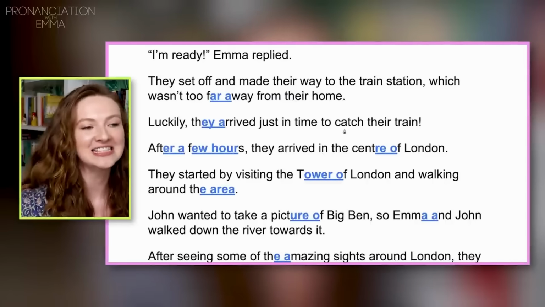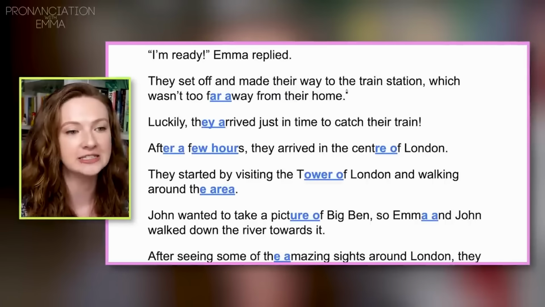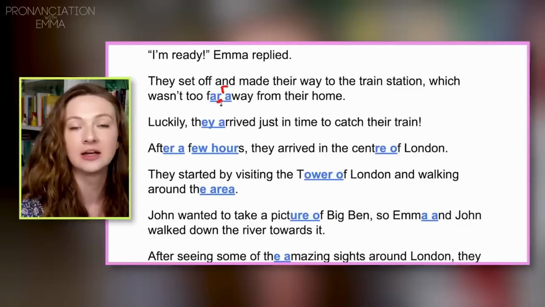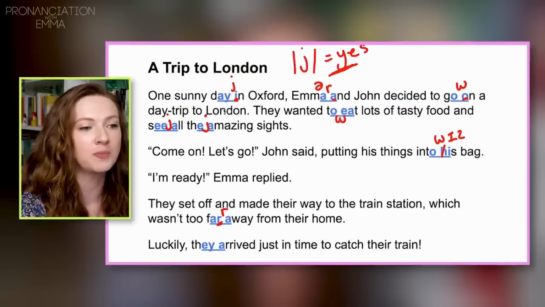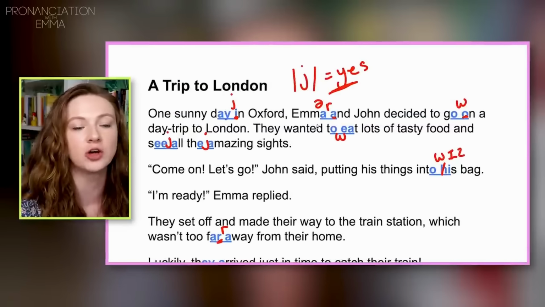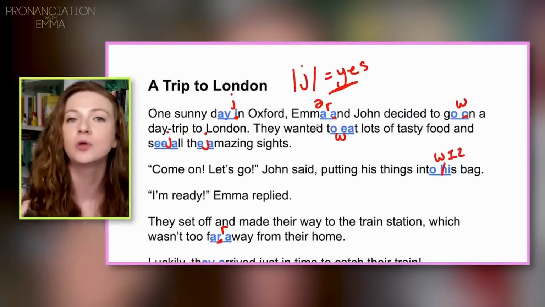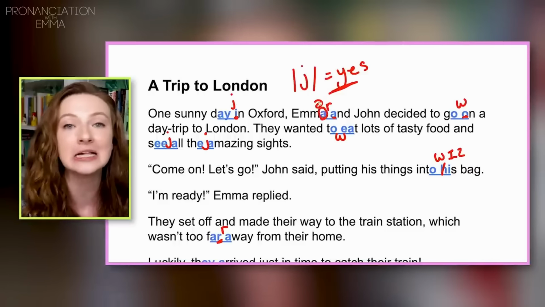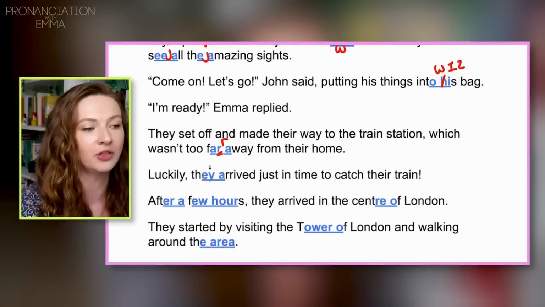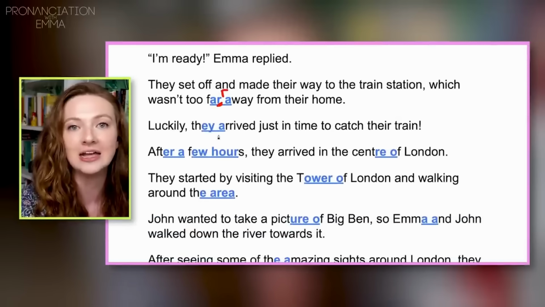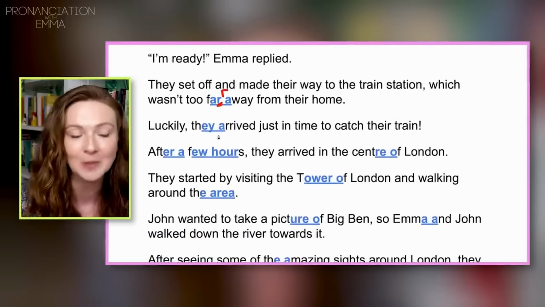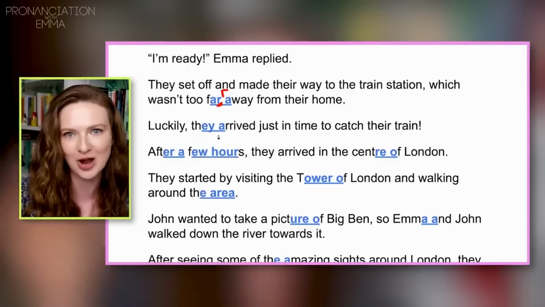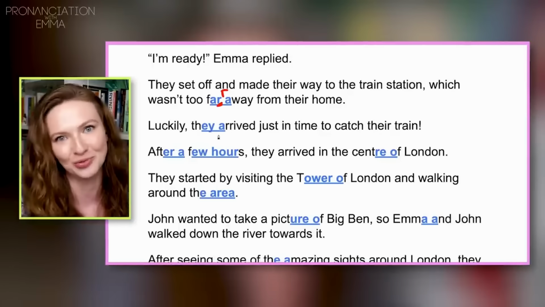Then we have, they set off and made their way to the train station, which wasn't too far away. So here it's just a linking R. If we go back up here with Emma and John, this is the intrusive R. Why is this the intrusive R? Because Emma isn't spelt with an R. Down here though, far away, we do have the letter R. So this is the linking R. Pronounced the same way, we still link with an R, but we're following slightly different rules here.